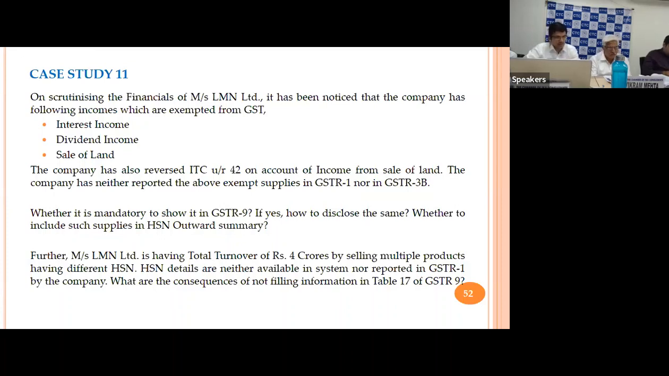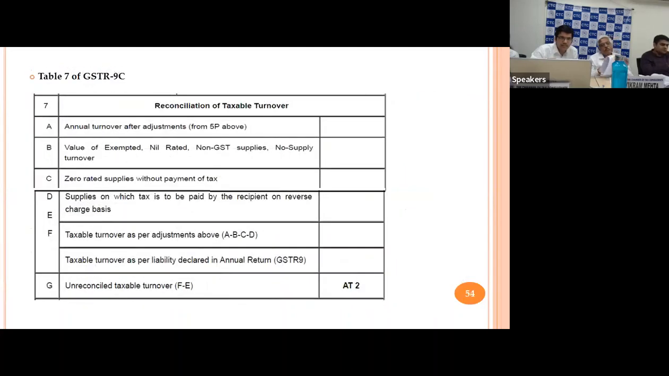Okay. Right. So basically, these are exempt supplies. In a sense, dividend income is not a supply. Sale of land we have discussed is not a supply. Interest income is an exempt supply. So even if you have not shown it in GSTR-1 or 3B, at the time of filing GSTR-9 you should show that. And secondly, now if you are aware, see table 17.